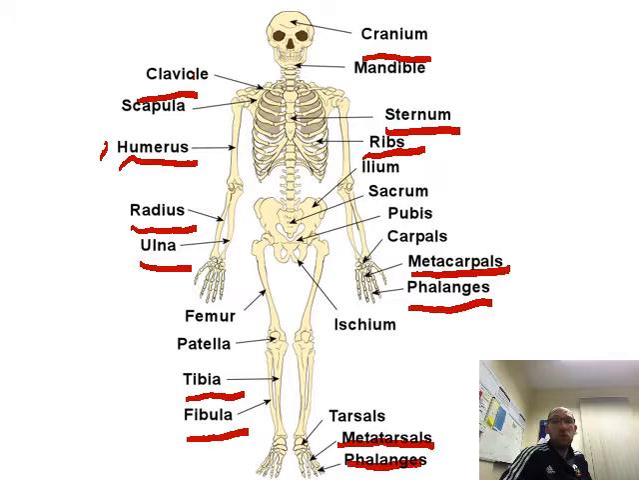So you might be thinking, well, the ribs, they're one of the protections of your vital organs. Cranium, protection of vital organs. Okay, humerus, tibia, production of red and white blood cells in the bone marrow.